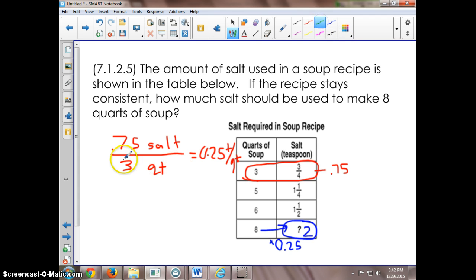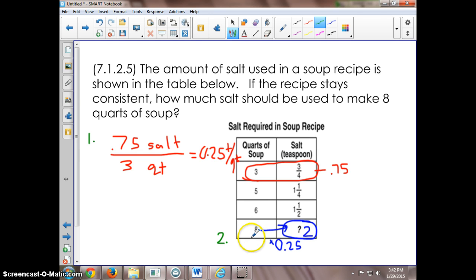So remember, you're first going to find your unit rate. So step 1 is to find your unit rate. Once you've found your unit rate, you're going to use your unit rate to multiply the number of quarts to find our outcome in our table here. If we were working backwards, the opposite of multiplication would be to divide.